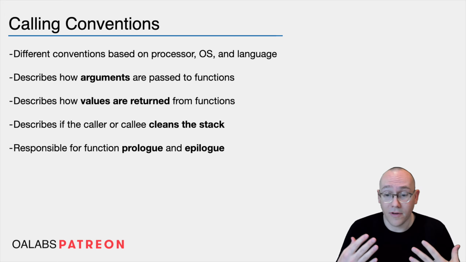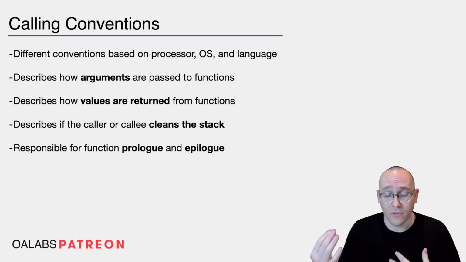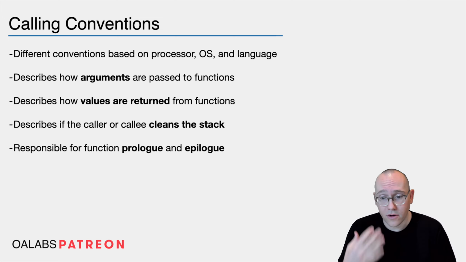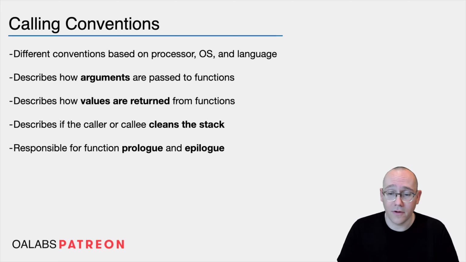So like I said, a calling convention just describes how arguments are passed to a function when a function is called, and how the return value is sent back to the caller. It also describes whether the caller or the callee, so whether the code that is calling the function or the function itself, is responsible for cleaning up the stack. So we'll get into that.